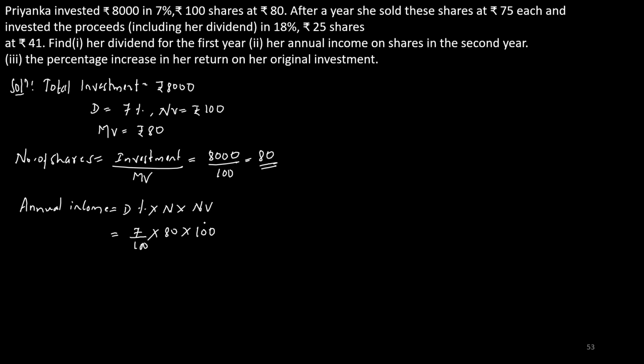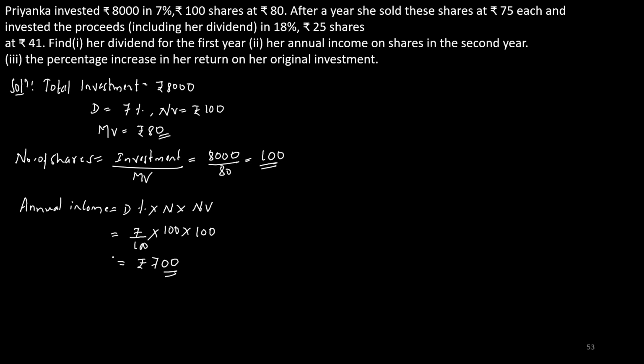No, 100 is not the market value here. Nominal value is 100, market value is 80. We are supposed to take nominal value as 100, so this is equal to 100 we get. So now tell me what is the annual income you are getting. 100, 100 you will cancel. 700 you are going to get. 700 rupees you are going to get as annual income.